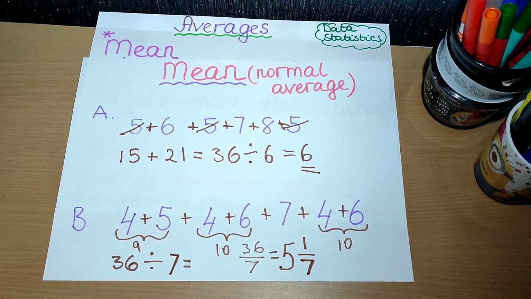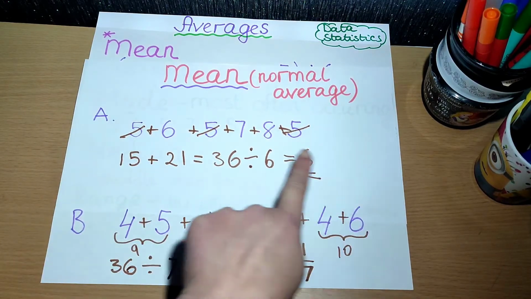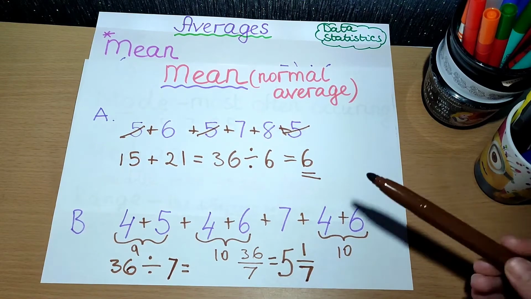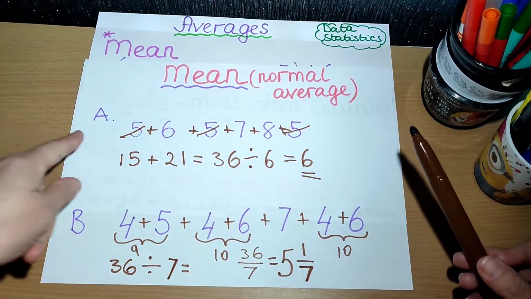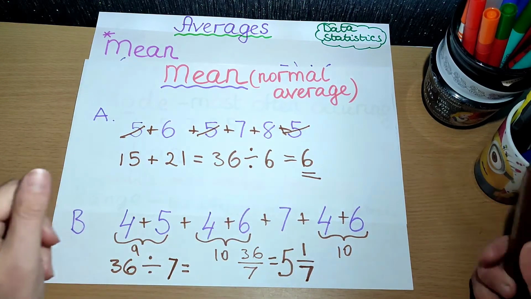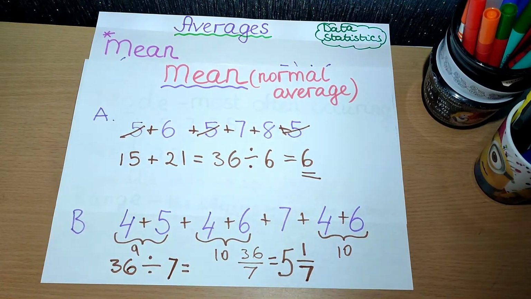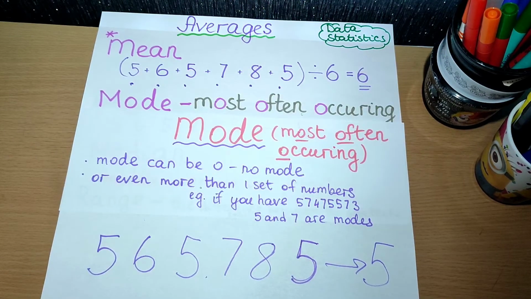So just remember, to find out mean, average, you're adding up all of the numbers and then you're dividing the total by the amount of numbers. Add them all together and divide that total by the amount of numbers. That's the mean average. Now we're looking at the mode.